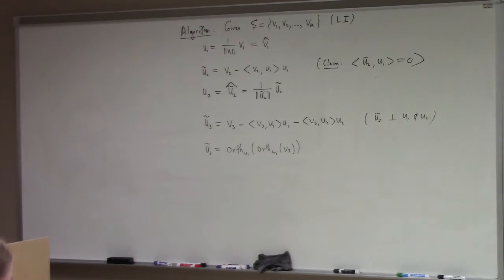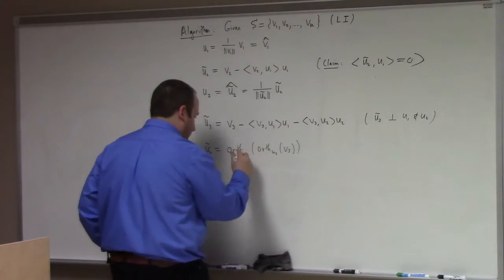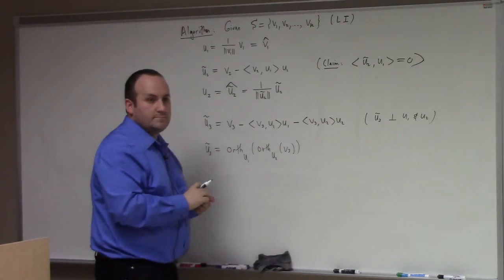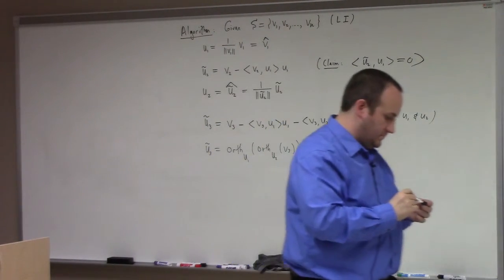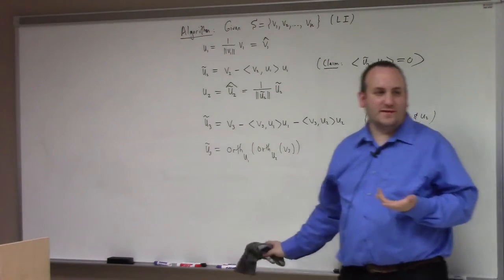What's the subscript on the orthonormal? Which one? Oh, here? Yeah, u1 and u2. So I'm not going to prove to you that this works, but that's how it works.